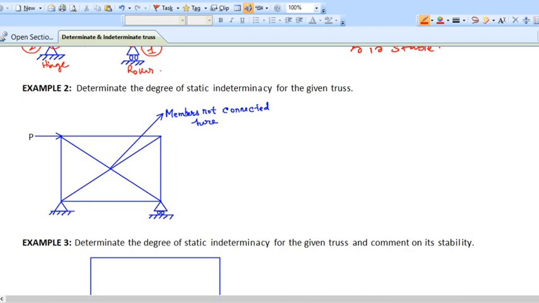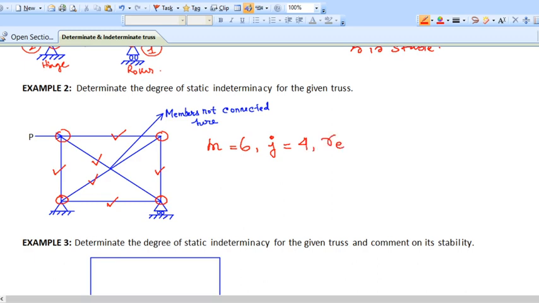So in number 2, in this figure, let us look at the number of members present. Here the number of members is 1. Since this is not a joint, it's been written here, members not connected here. So this will be another member 2, this is another member 3, this is 4, this is 5 and this is 6. So in total we have 6 members, and the number of joints: we have 1 joint, 2 joint, 3 and 4. So total joints we have is 4.